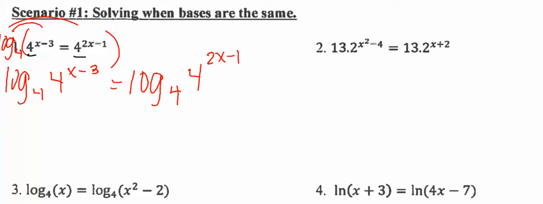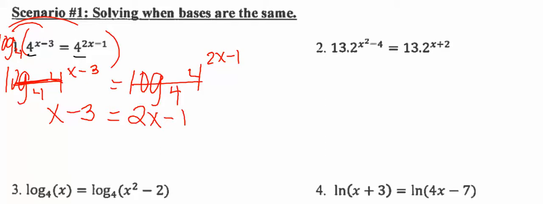And remember, the one-to-one theorem tells us that when my base matches the number, so log 4 of 4, that makes 1, because they're inverses of each other. So I'm left with x minus 3 equals, and then the same thing on the right side, log base 4 of 4 cancels out, so I'm left with 2x minus 1.